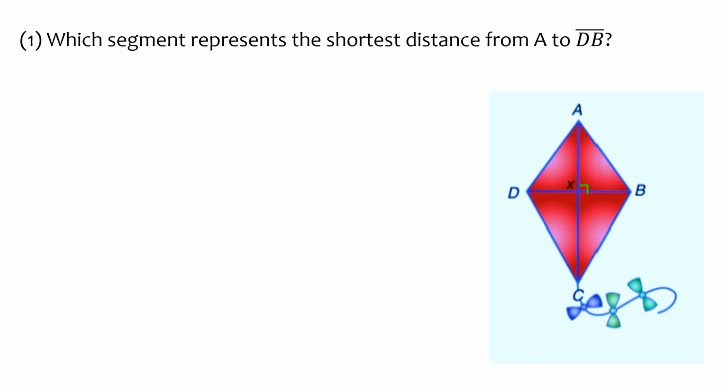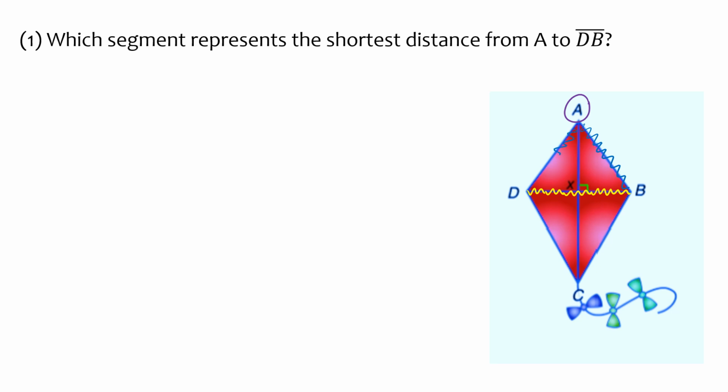We have a kite here, and the, let's say, crossbars of our kite. And the question that we're asked with this figure is, which of these segments represents the shortest distance from A to DB? And let's call out DB. DB is this crossbar. Okay, so the key here is we're looking for the shortest distance, therefore it will be the perpendicular distance. AB is not our answer.